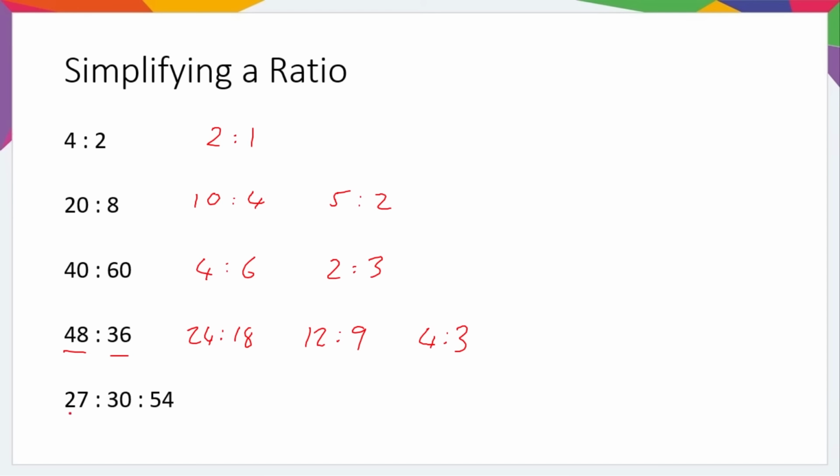What can we divide 27, 30 and 54 by? Obviously not 2 because 27 is odd. What about 3? 27 divided by 3 is 9. 30 divided by 3 is 10. 54 divided by 3, you'd probably need a calculator for that, but the answer is 18. Can you simplify this again? No, you can't, because there's no number that you can divide 9, 10 and 18 by.